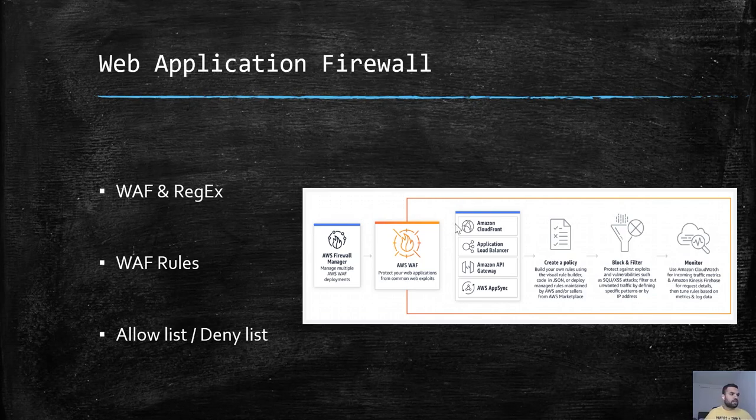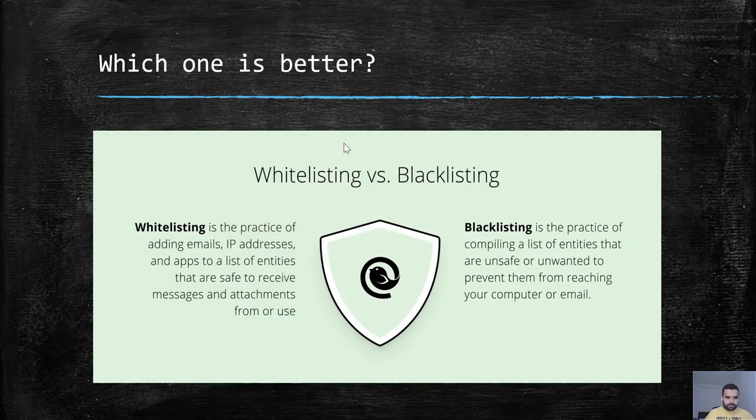If the traffic is allowed, then it will go past the WAF and maybe hit the API gateway, CloudFront, or load balancer, however your application is structured. But usually that's the basic way of looking at it. The reason I have used allow list and deny list rather than whitelisting or blacklisting is just to be all-inclusive, but those terms are used interchangeably on the internet.